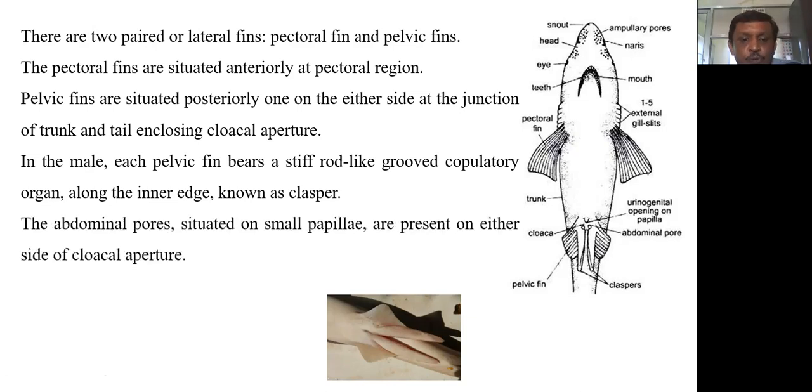Then the abdominal pores situated on small papillae are also present on either side of the cloacal aperture. So here also, abdominal pores are shown in the diagram, present on either side of the cloacal aperture. These pores open into the coelomic cavity internally.